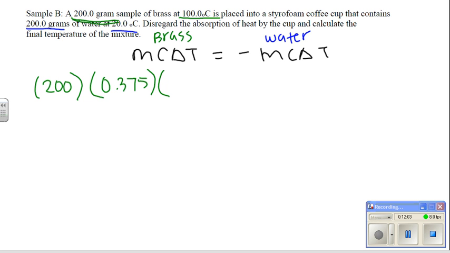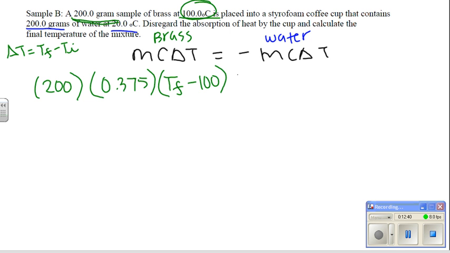And what's the change in temperature? Now, let's remember what change in temperature entails. Change in temperature requires that I have a final temperature minus an initial temperature. Well, my problem only gives me one temperature for brass. That temperature is your initial temperature. The mixture itself will reach a final temperature. That's what we're trying to solve for. So I'm going to plug in TF minus 100 because that's all I know. I don't know the delta T because I don't have a final temperature.